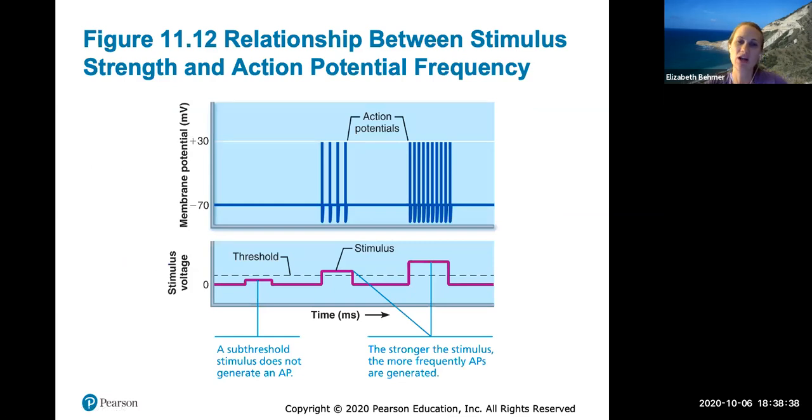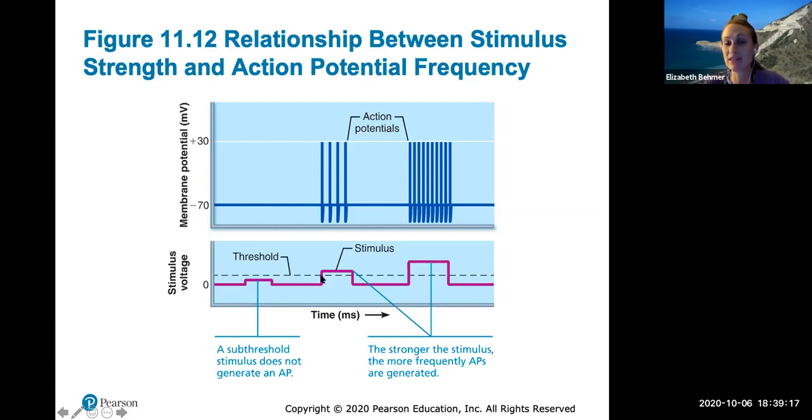So here is just a look at how a sub-threshold stimulus will not generate an action potential. Here's the neuron at resting, and this is showing the voltage of the stimulus being applied. And again, the stimulus is any sort of stimulus that your body would perceive, whether it's a touch, a pain receptor, your photoreceptors in your eyes. If the stimulus that your body's perceiving, whether externally or internally, is not strong enough and won't reach that threshold, then we won't generate an action potential and your body won't receive any sort of recognition of that stimulus.